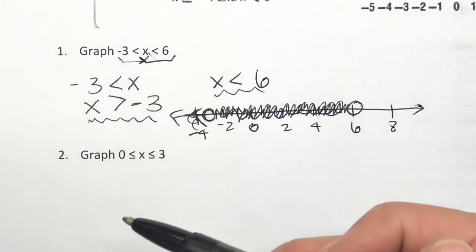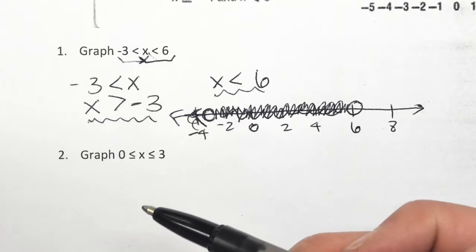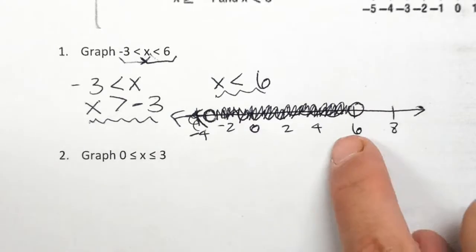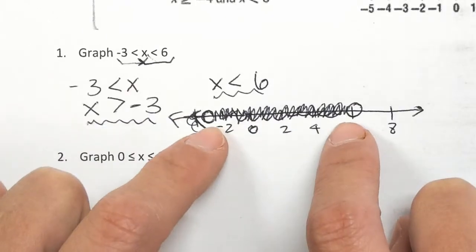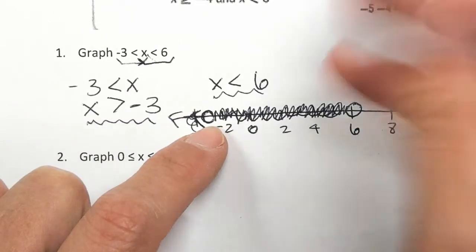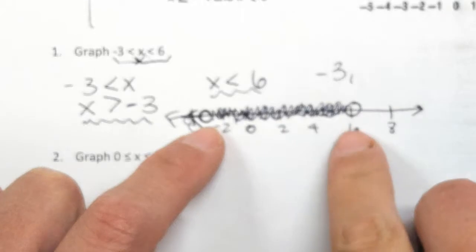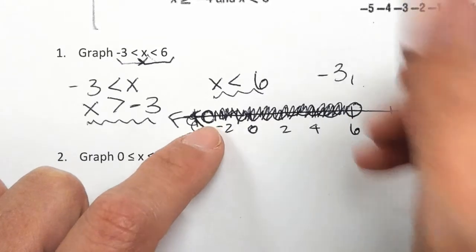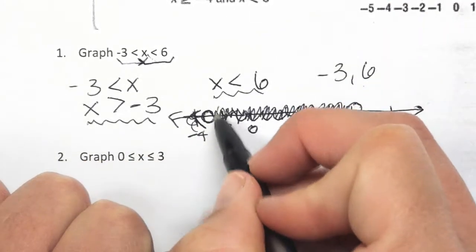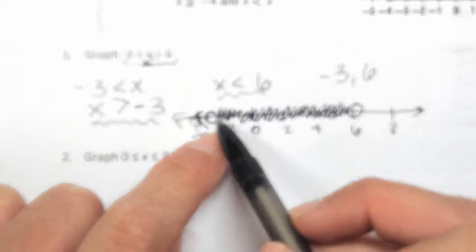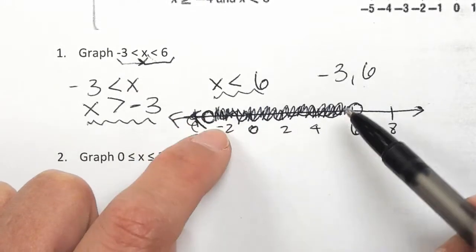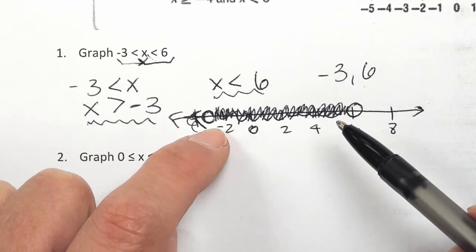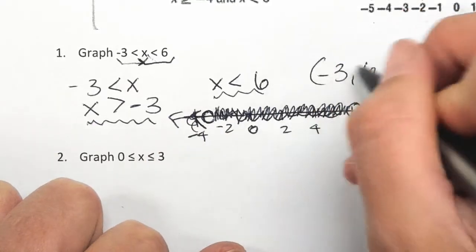The last thing we're going to do is put it in interval notation. And remember, we're just looking at the shaded line. Okay, so on the left side, where does it start at? Negative 3. Negative 3, good. And it goes to? 6. 6, right? So our shaded line starts at negative 3, goes to 6. Parentheses or bracket on each one? Parentheses on which one? Both. Very good.